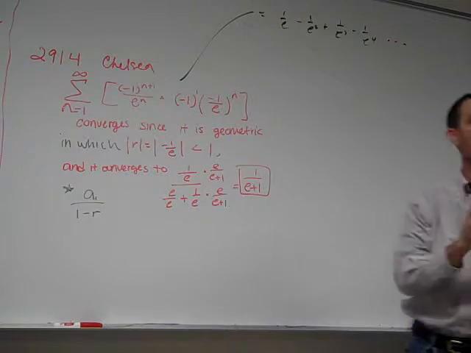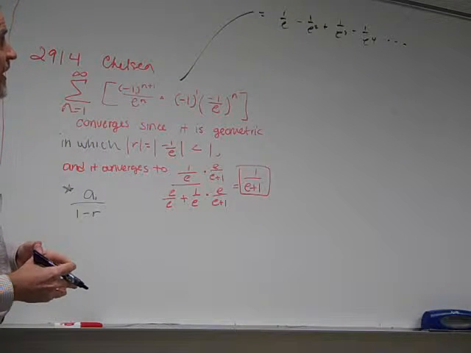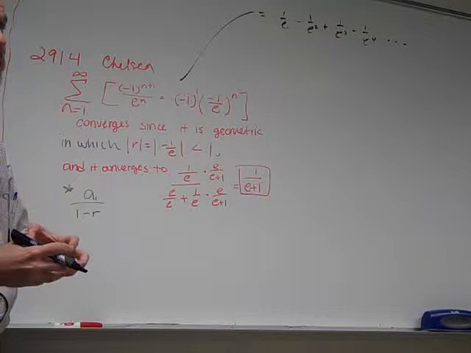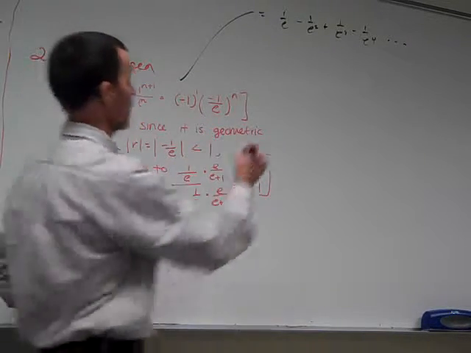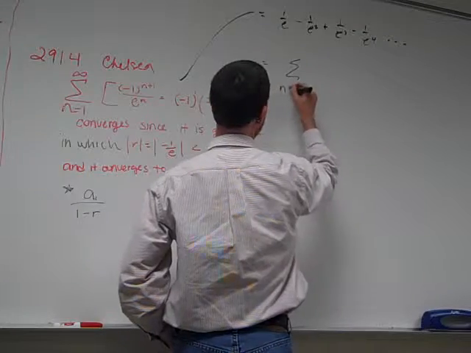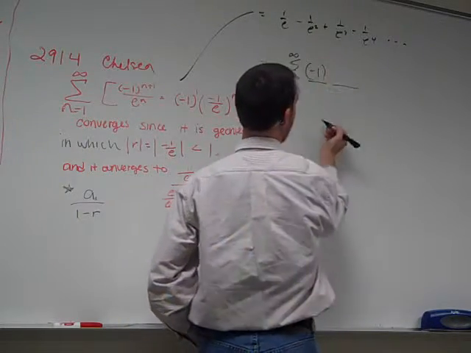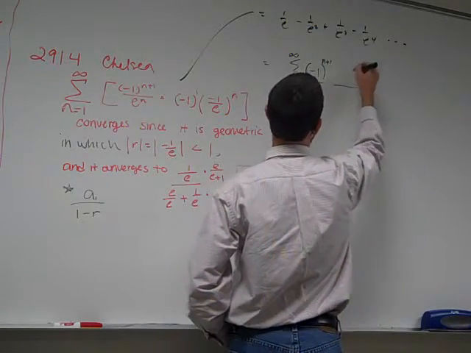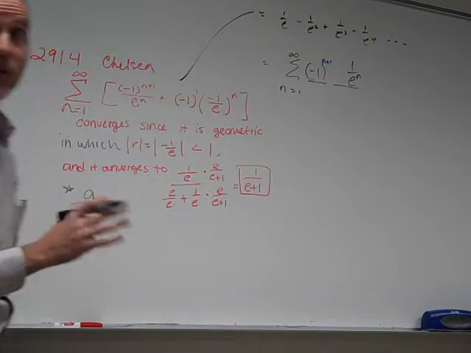So what's the way to write it in standard form? If I had just given you this on the test and said write this one in standard form for an alternating series, what's standard form for an alternating series? The a_n part always has to be positive. So how would I rewrite this? Yeah, -1 to some power, and then 1 over e to the n. So there it is in standard form.